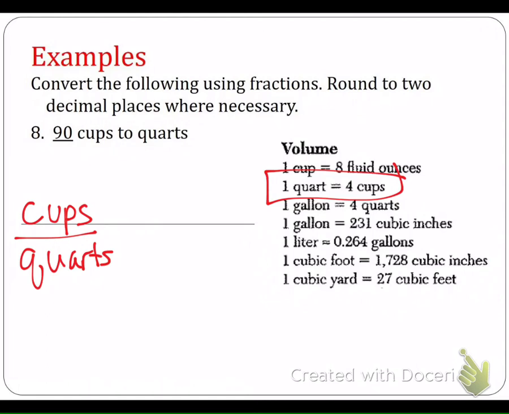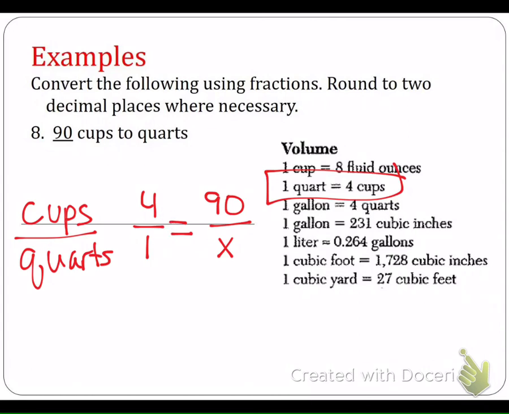Thanks. Okay, so from here, what do I know? 1 quart equals 4 cups. But I have cups on top, so what needs to go on top? Go the other way. 4 over 1 equals 90 over x.